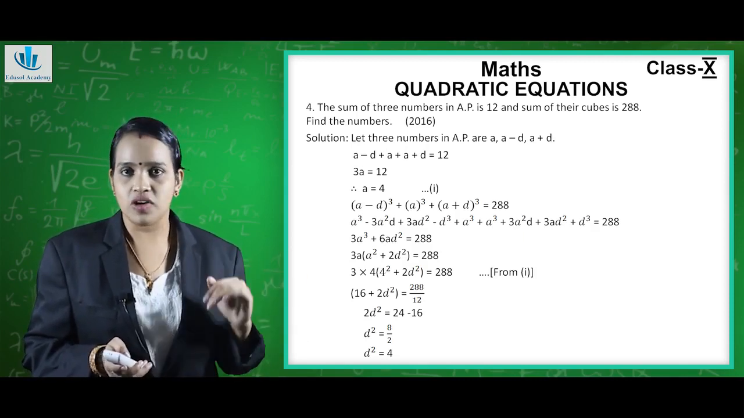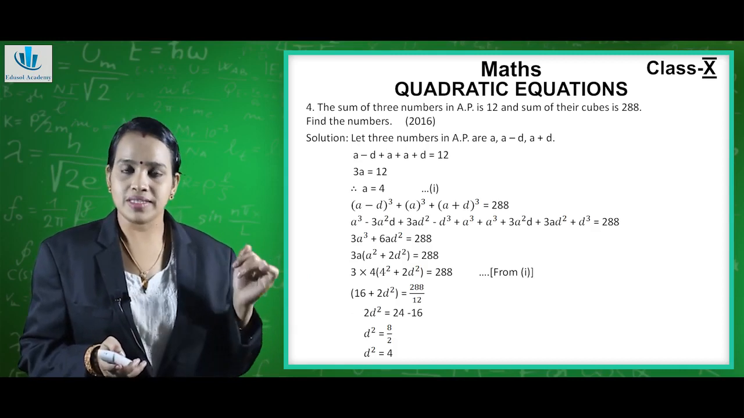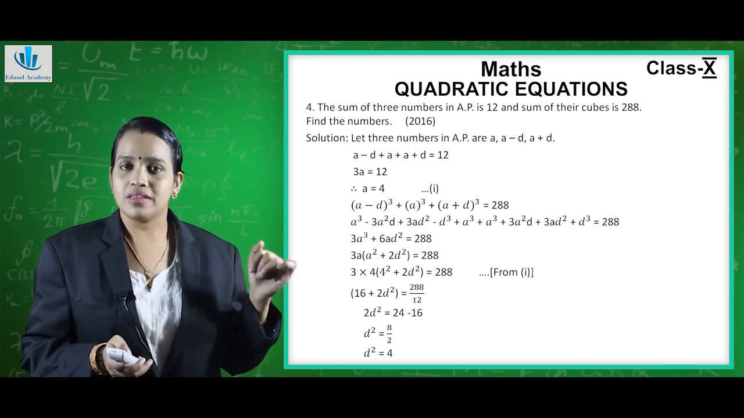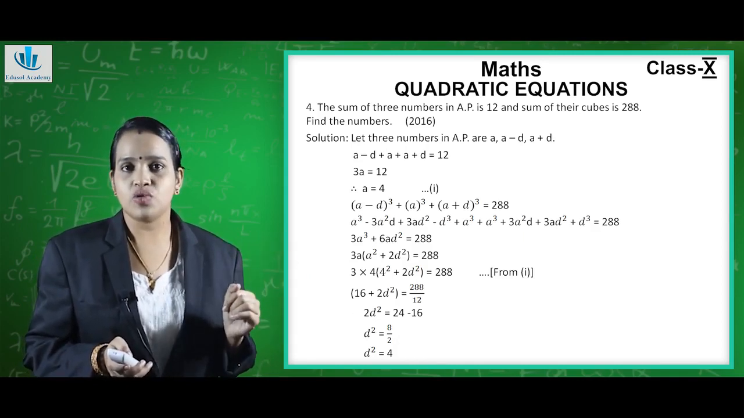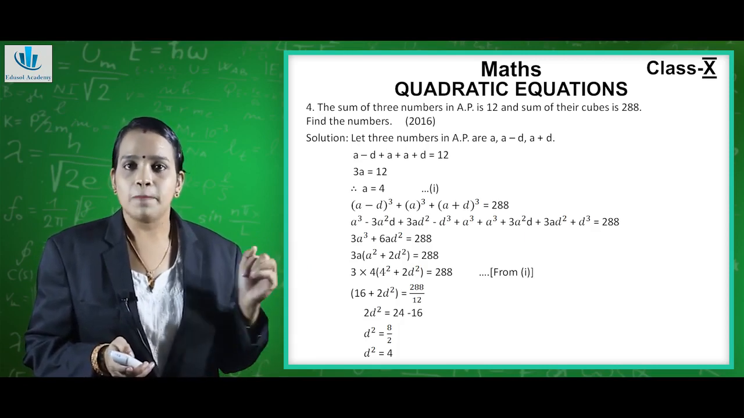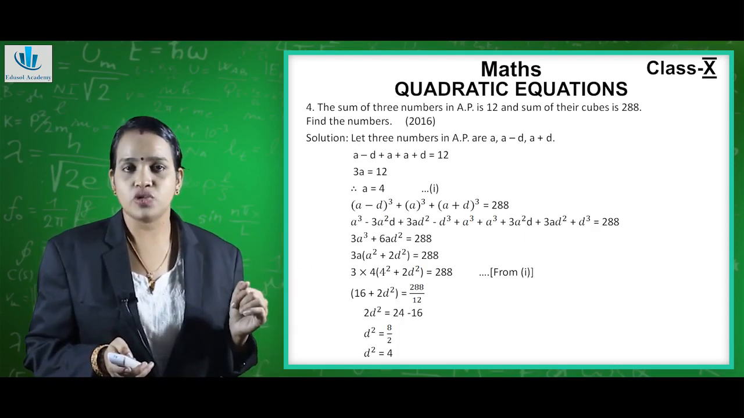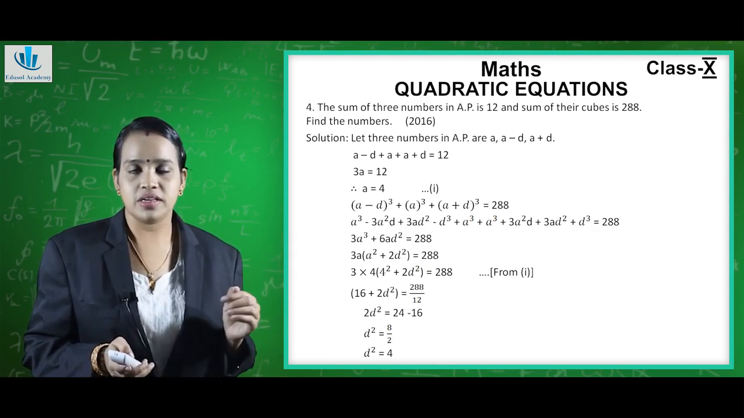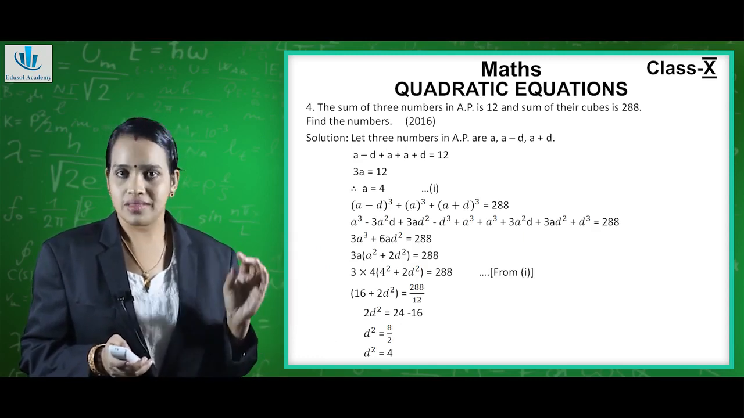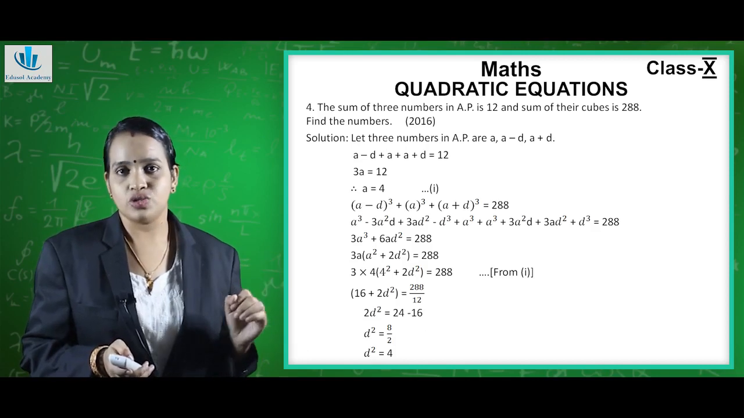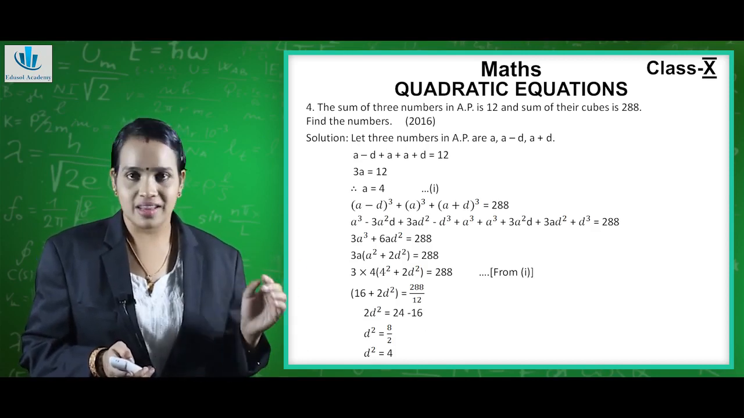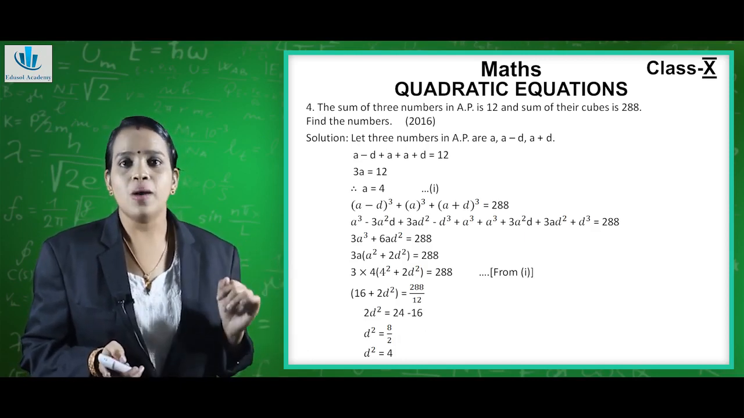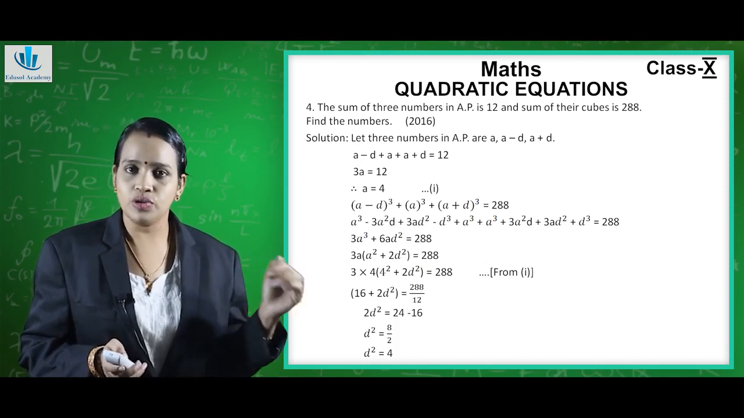Now we can solve it. a cubed plus a cubed plus a cubed gives 3a cubed. Then 3ad squared plus 3ad squared gives 6ad squared. Minus 3a squared d plus 3a squared d gets cancelled, and similarly minus d cubed plus d cubed also gets cancelled. So what remains is 3a cubed plus 6ad squared equal to 288. Now we can take 3a as common, so it is 3a into (a squared plus 2d squared) equal to 288.